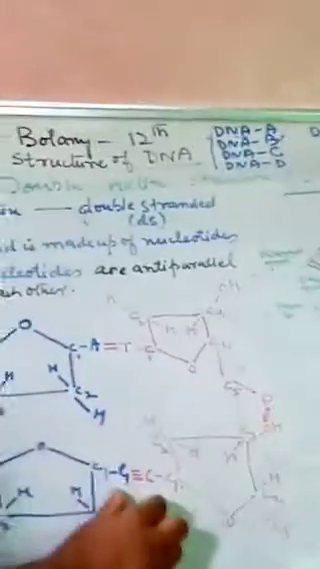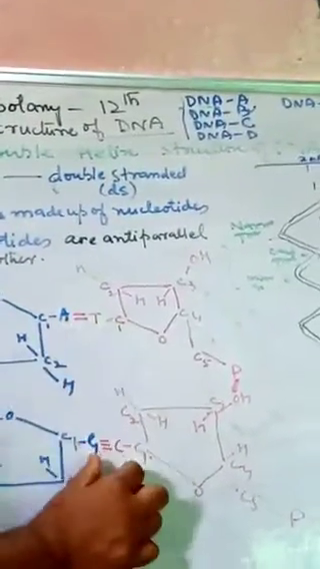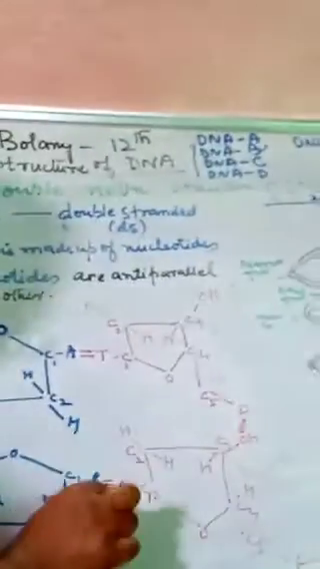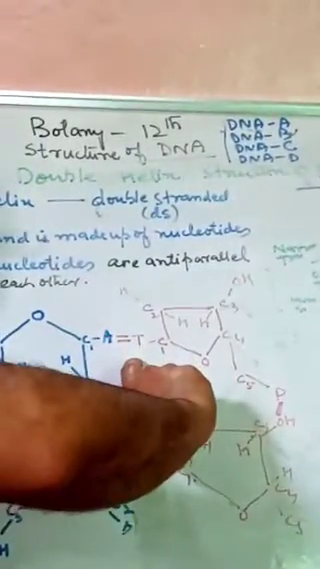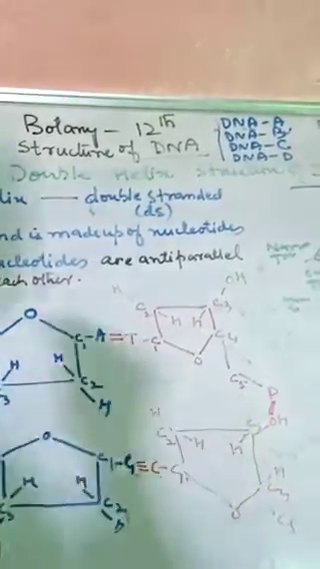This distance is equal to 34 angstroms, and in this turn there are 10 base pairs. Here I drew only two, but in each turn there are 10 base pairs, and each has 3.4 angstroms. We did 34 divided by 10, which gives 3.4 angstroms as their distance. The difference between these two consecutive nitrogen bases is 3.4 angstroms.